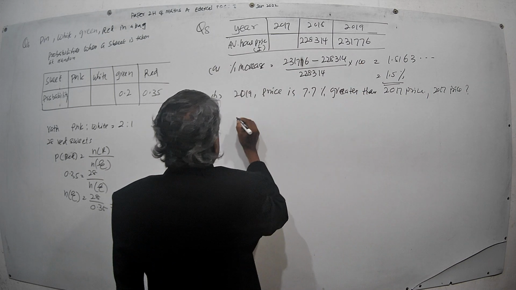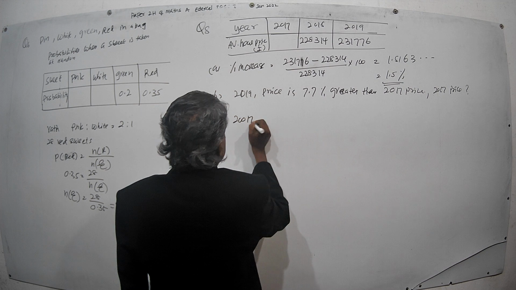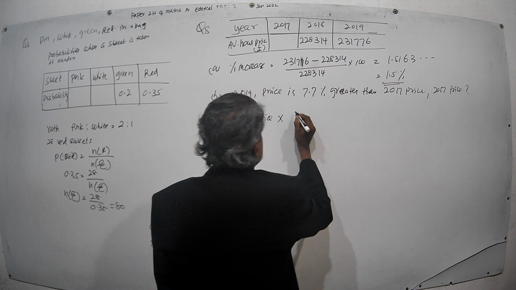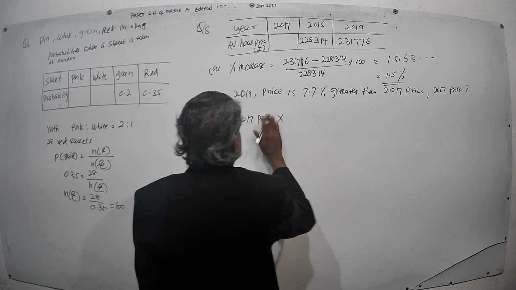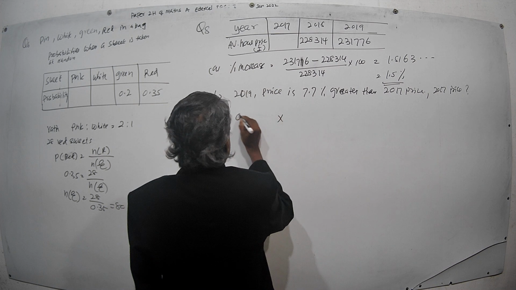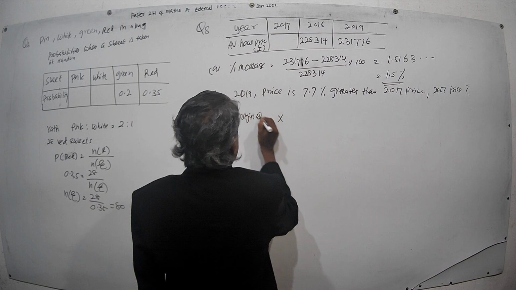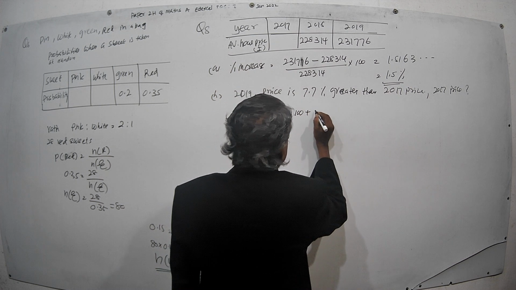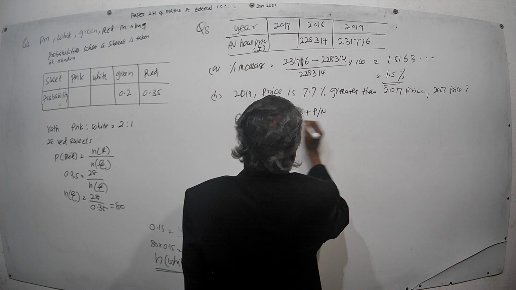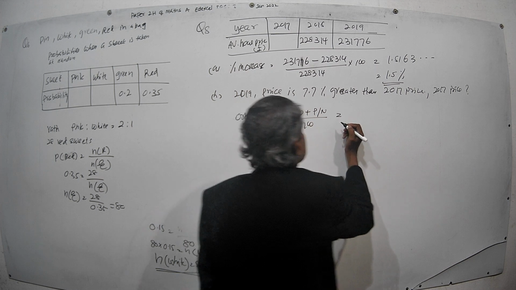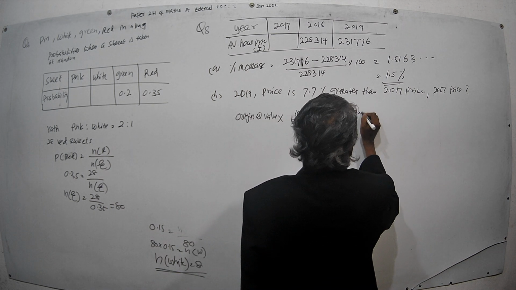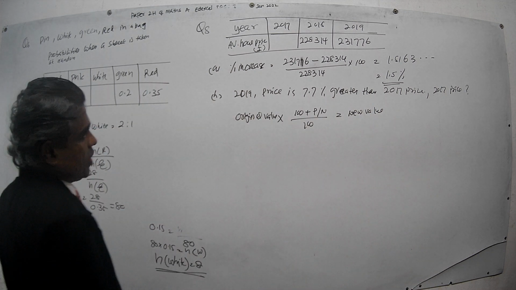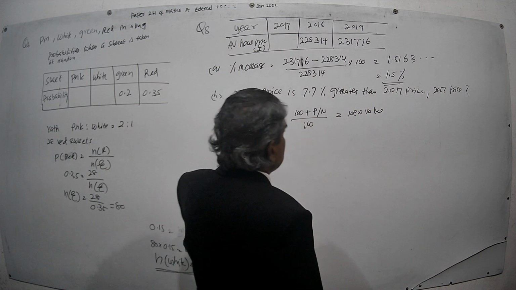Now this 2017 price has increased by 7.7% to become the 2019 price. Therefore, you write the 2017 price multiplied by this percentage. How much? This is the formula: original value times (100 plus percentage number) over 100 equals the new value, the value after the increase. This is the formula for increasing by a percentage.